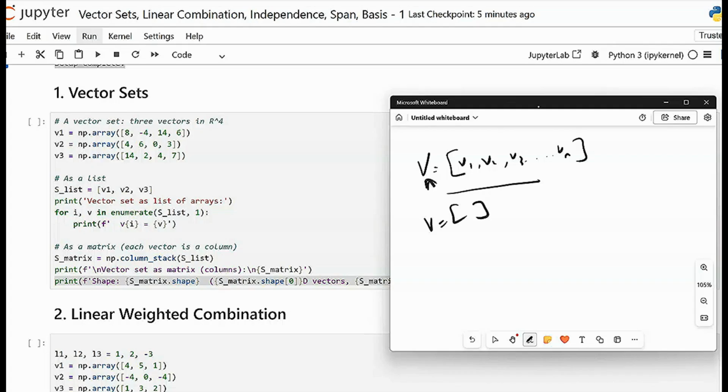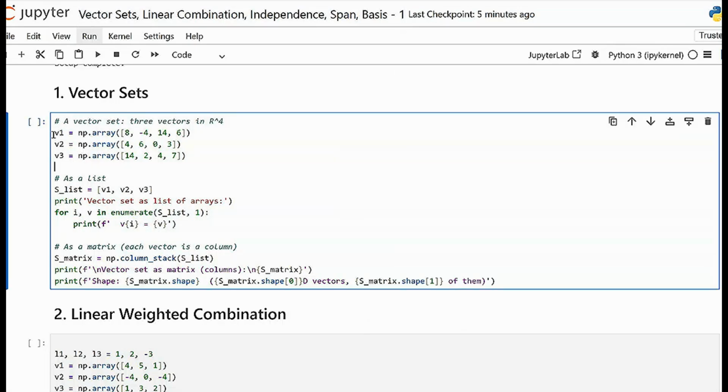In Python, we typically represent a finite vector set as a list of arrays, or as the columns or rows of a matrix. Yes, let me create a set of vectors here, and we will have a discussion. So we are going to have 3 vectors in four-dimensional space, that is R to the power of 4. Okay, so here we have v1, v2, v3 as our vectors.